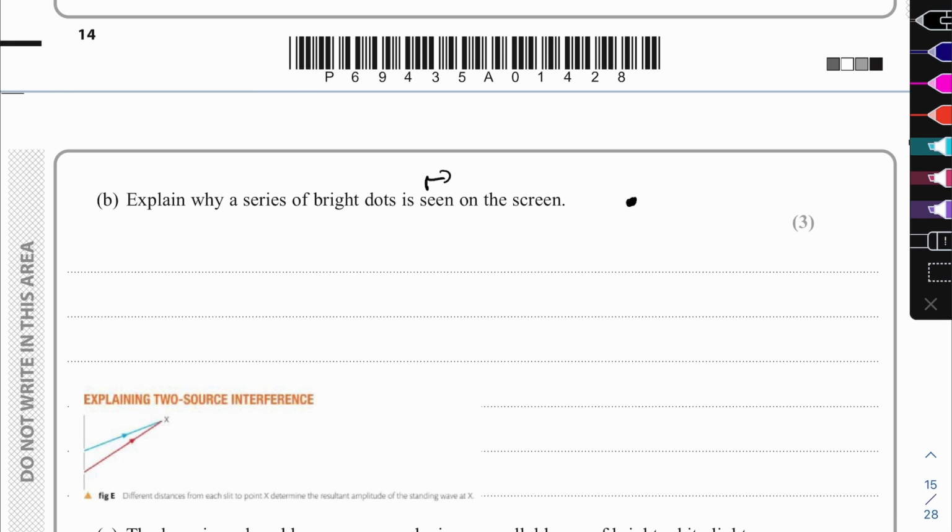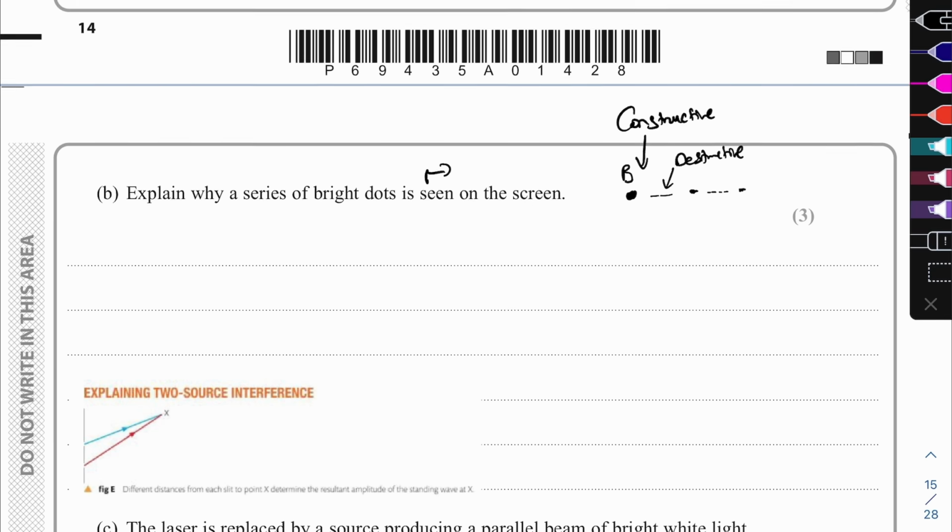So let's call these the bright dots. It's followed by darkness and then another bright dot, followed by darkness, then another bright dot. So the bright dots are because of constructive interference. The darkness is because of destructive interference.